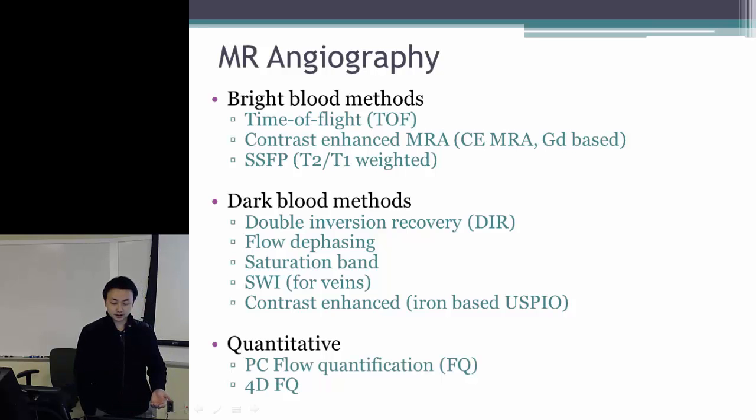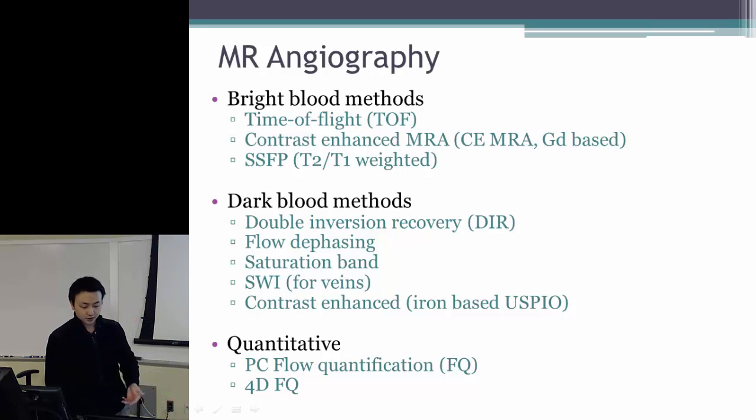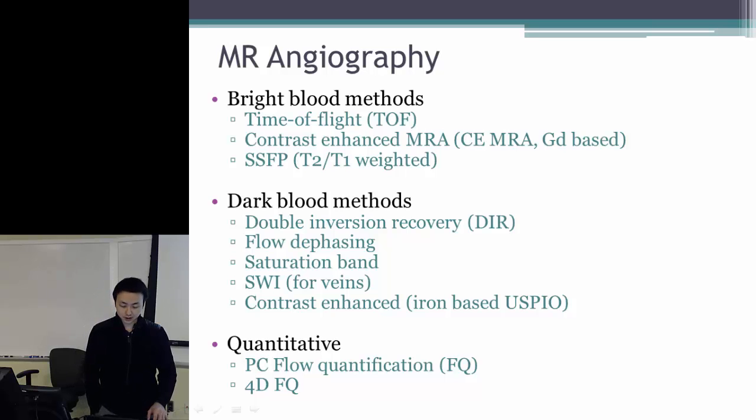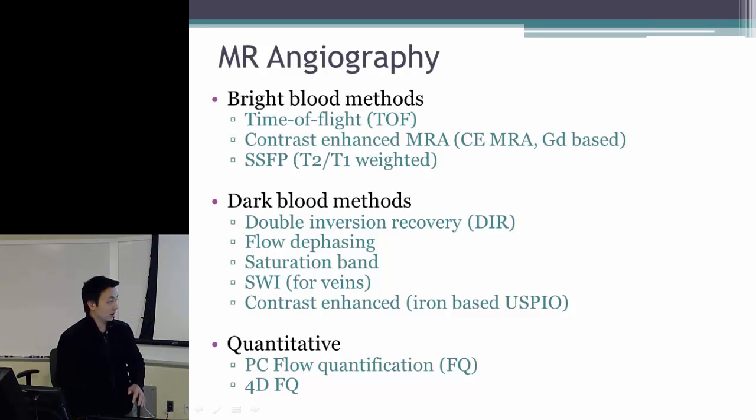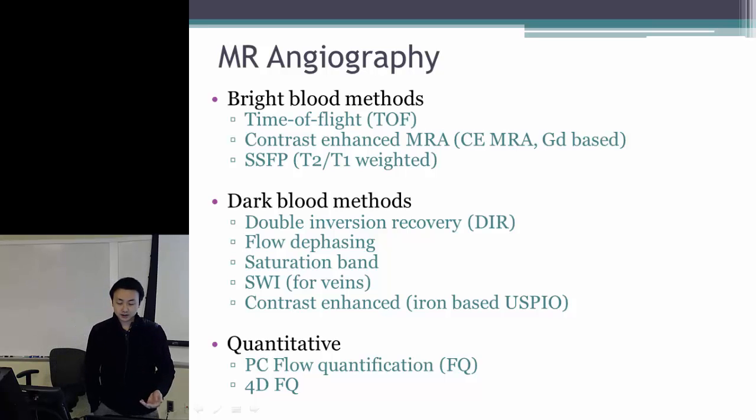And also there is a quantitative method for MR angiography that we will be talking about later, which is the phase contrast flow quantification. And based on the phase contrast flow quantification, there is some lately developed 4D flow quantification to visualize the flow in the heart in a heartbeat cycle. We will see an example of this later.